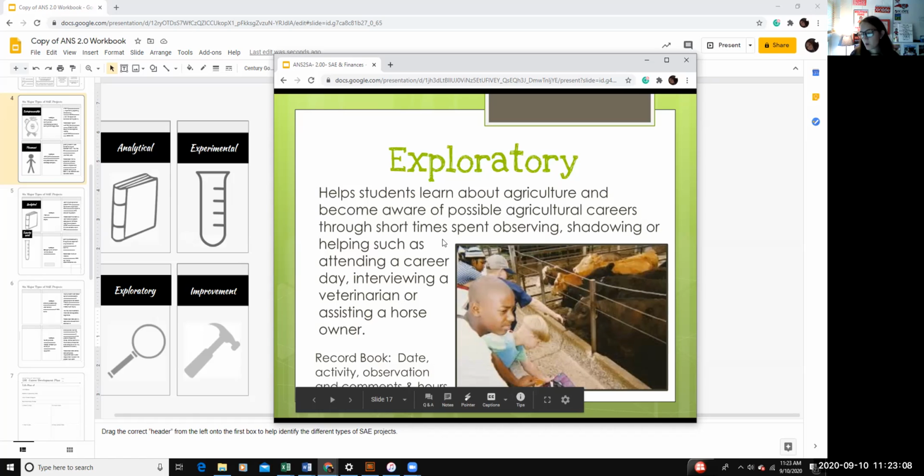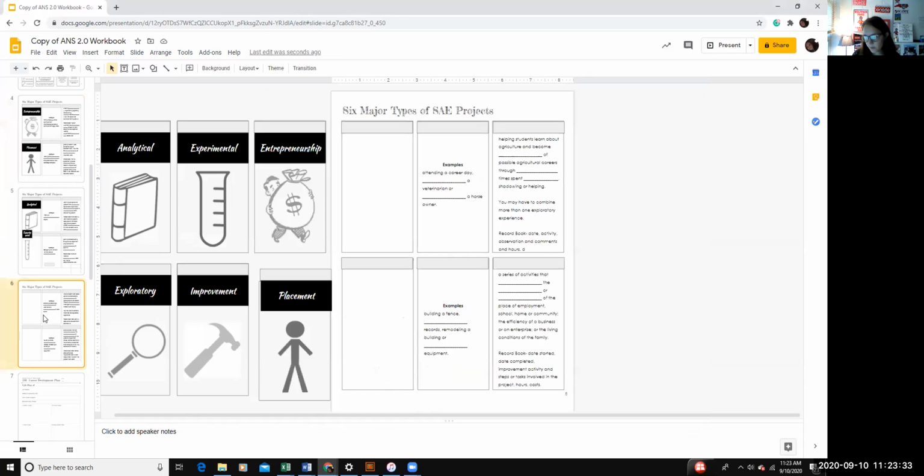Exploratory, so this is usually for like our freshmen or first year ag students, helps them learn about ag and become aware of possible careers through short time spent observing, shadowing, or helping, such as attending a career day, interviewing a vet, or assisting a horse owner. So for their record book, they would need their date, activity, observation, comments, and hours. So we go back to our record book. This one says attending a career day. We know that's an example of exploratory. So we drag that one there.